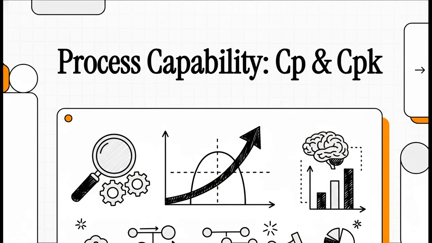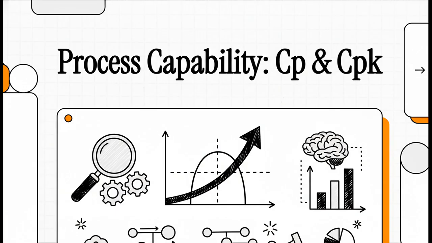Okay, think about your business for a second. You've got dozens, maybe hundreds of processes running all at once, right? Billing, manufacturing, customer service, the list goes on. But how do you actually know which ones are any good and how do you compare them? That is the billion-dollar question. And the answer is a powerful concept called process capability.